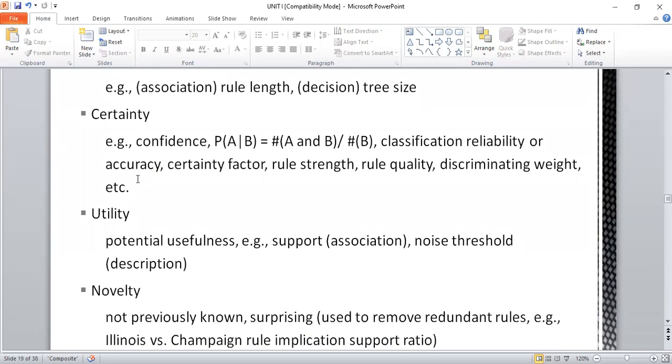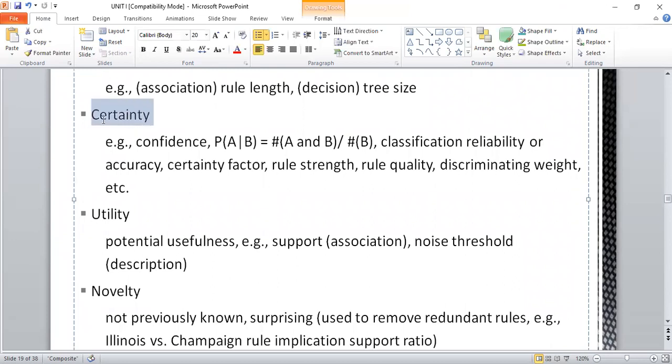Next parameter is certainty. Certainty basically is measured in the form of confidence. Confidence we have already seen previously with association rules. If you do not remember that, please go to the previous video and check it out. Now, let me recall it for you. Confidence basically is a measure of probability. We want to check how many chances are there for a particular event to occur.